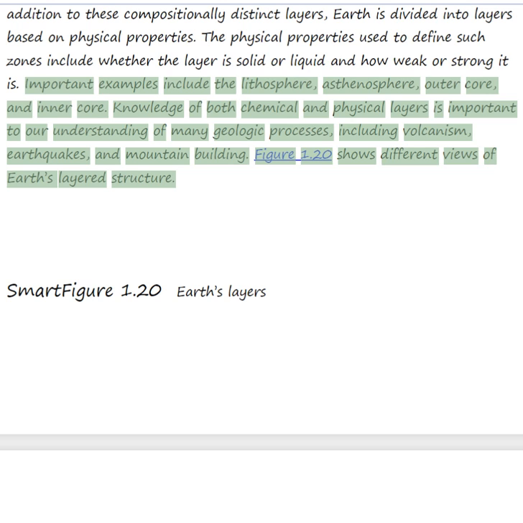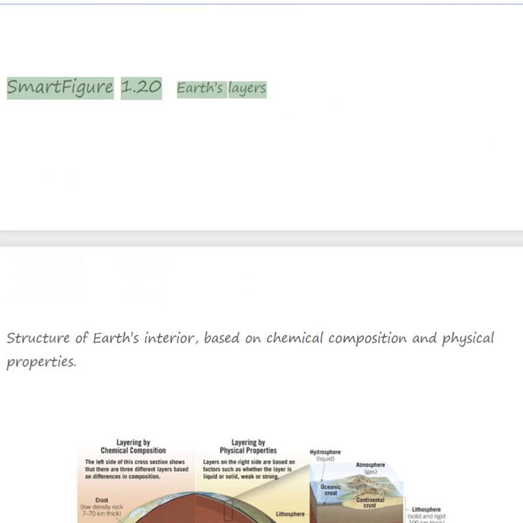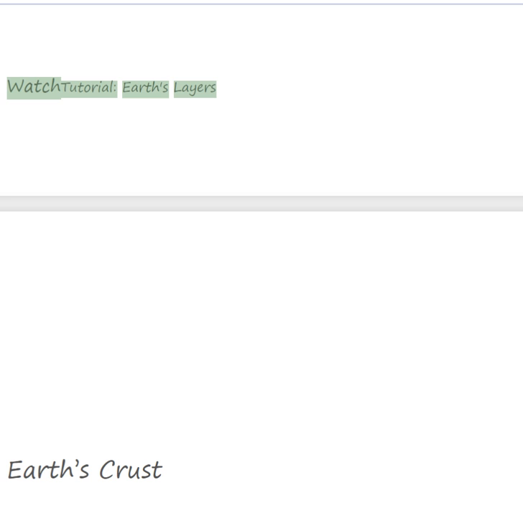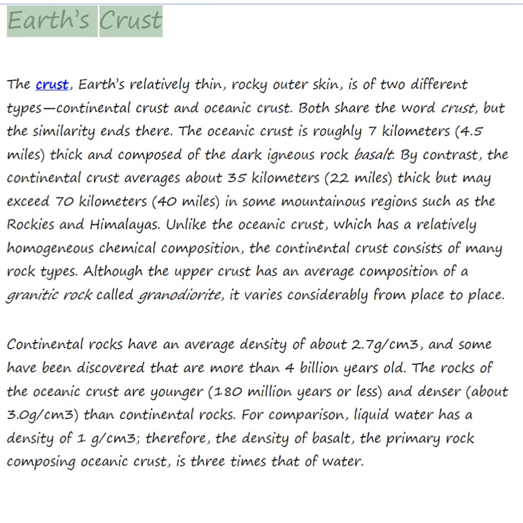Knowledge of both chemical and physical layers is important to our understanding of many geologic processes, including volcanism, earthquakes, and mountain building. Figure 1.20 shows different views of Earth's layered structure. Smart Figure 1.20 Earth's layers. Structure of Earth's interior, based on chemical composition and physical properties. Smart Figure 1.20 Full alternative text description. Watch tutorial, Earth's layers.